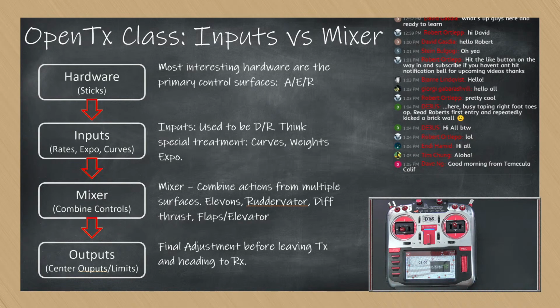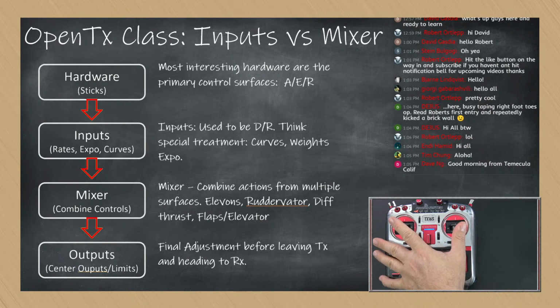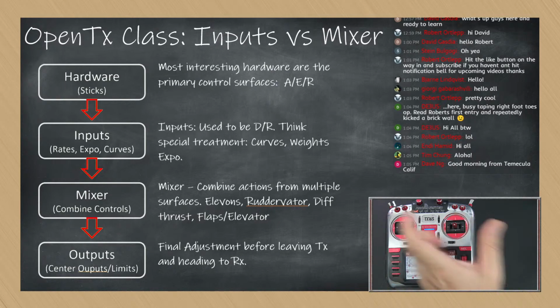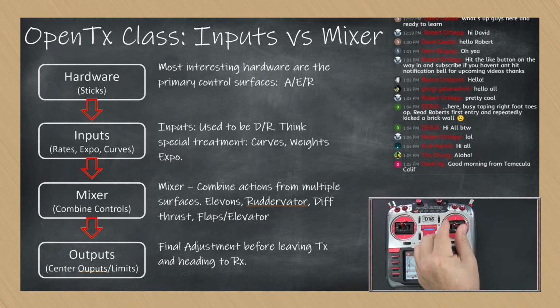Okay, so that's where it all starts. It starts with your fingers, right? Your fingers are the input. That's where it all starts. Your brain says, hey, finger, move this thing this way, and that's the connection between your brain and the radio. Okay, so that's the hardware, the important hardware when it comes to the inputs and mixer conversation. The next field after the hardware is the inputs.